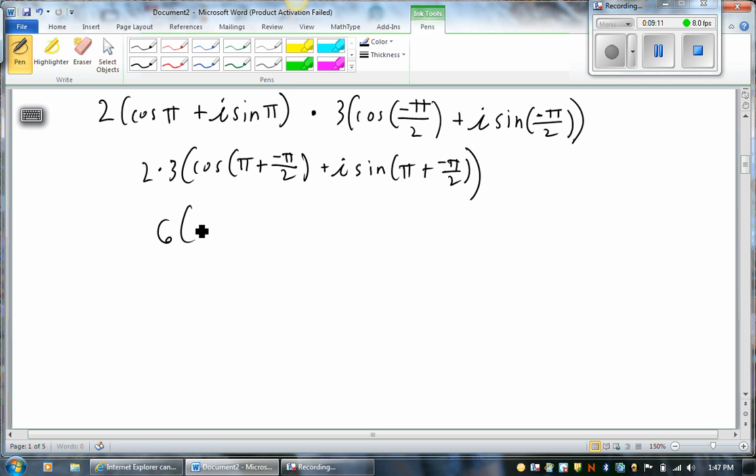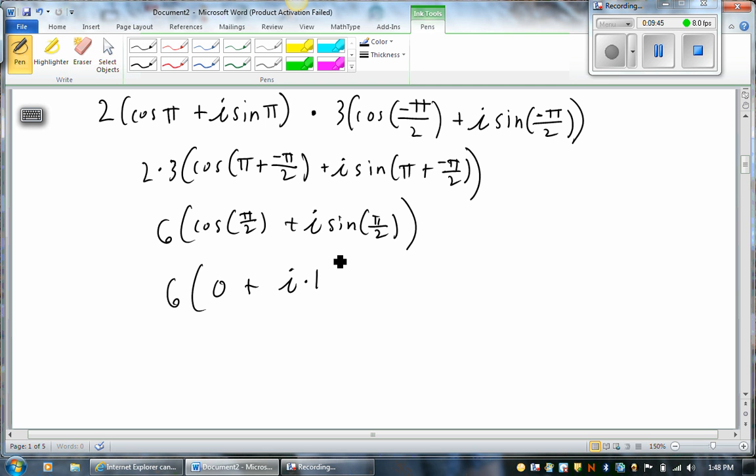This is going to be 6 cosine of pi plus the negative pi over 2 is just going to leave us with positive pi over 2, plus the sine i sine of pi over 2. We reduce this to get 6 times 0 plus i times 1.